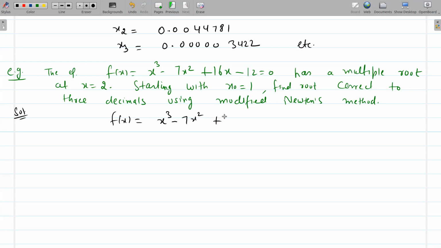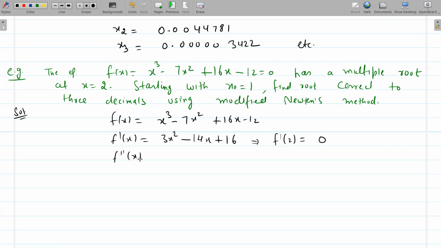f(x) is this. Write its first derivative, plus 16, and then put x equals 2. What answer will come? 2, 4, 12, it will be 0.